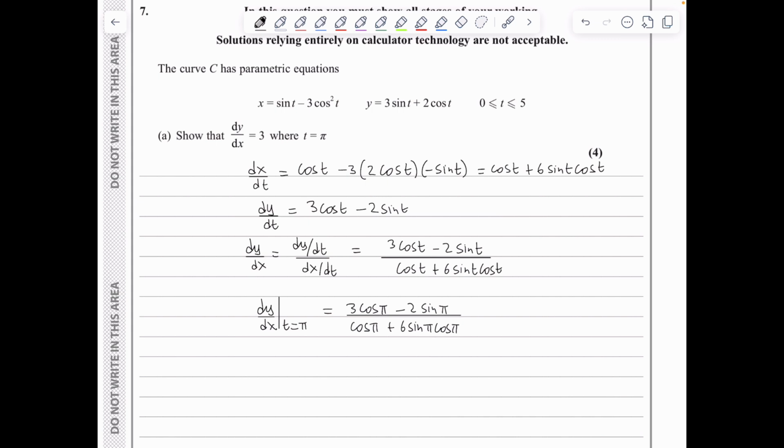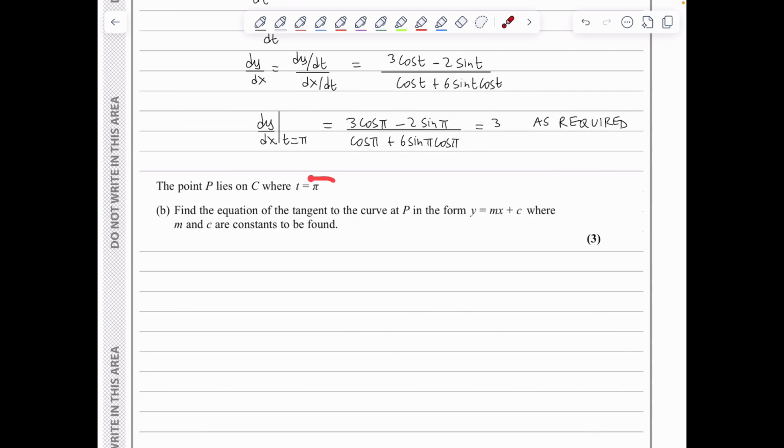You should be showing the substitution here because you are dealing with a show that question, so you need to show exactly the method. Now if you plug this into the calculator, you get exactly the answer of 3 as required. We then have that the point P lies on C where t is pi, and we need to find the equation of the tangent, giving our answer in the form y equals mx plus c.